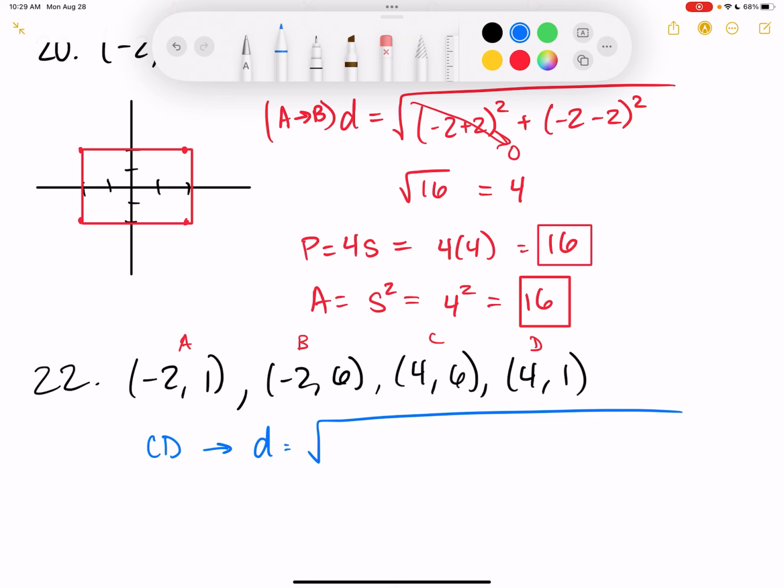So the square root of (4 minus 4) squared plus (1 minus 6) squared. So what does that end up giving you? Square root of 25, which is 5.